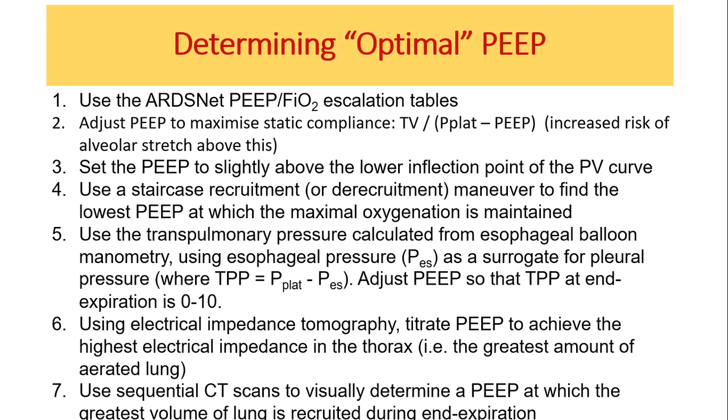Use a stepwise or a staircase method for recruitment to find the lowest PEEP at which the maximum oxygenation is achieved. You can use a transpulmonary pressure calculation from the esophageal manometer and adjust PEEP so that the transpulmonary pressure at end expiration is between 0 to 10. Just remember the figures, 0 to 10.